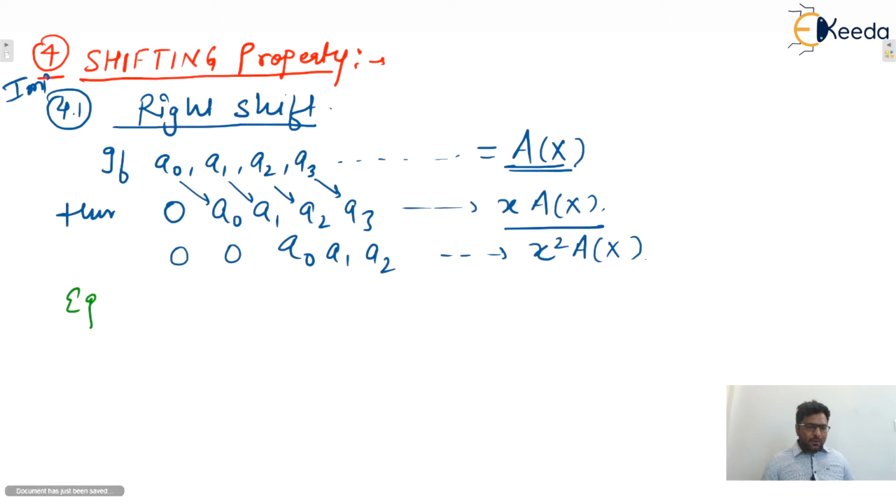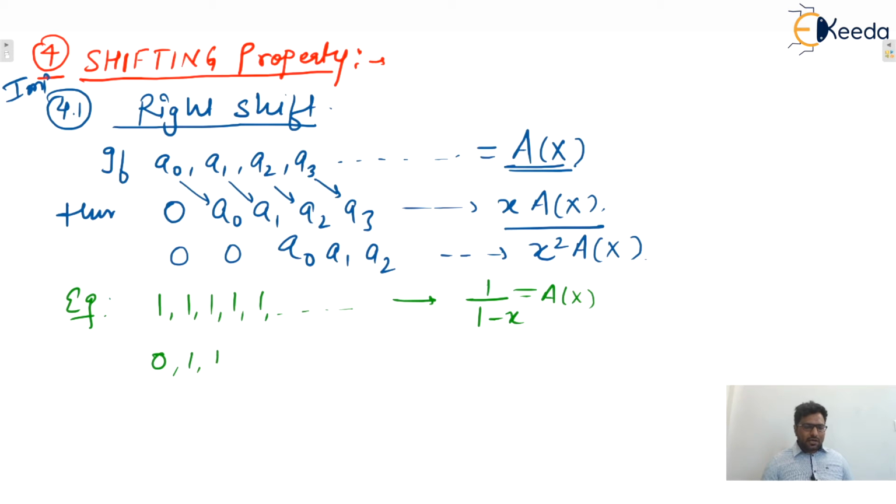Let us take one example. Let's say one sequence is given to you and you know very well what the generating function is. Yes, 1 upon 1 minus x, that is the generating function. Now by chance, let's say in the question it is given, what will be the generating function for this shifted sequence? Then yes, you can see how this property came.